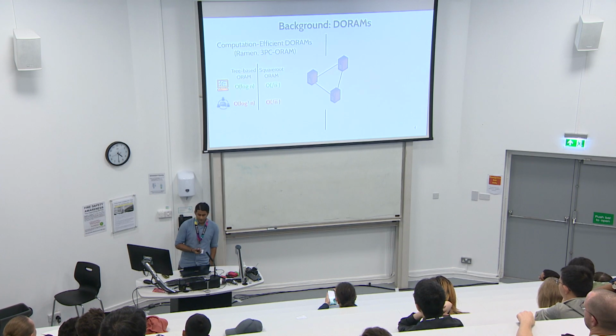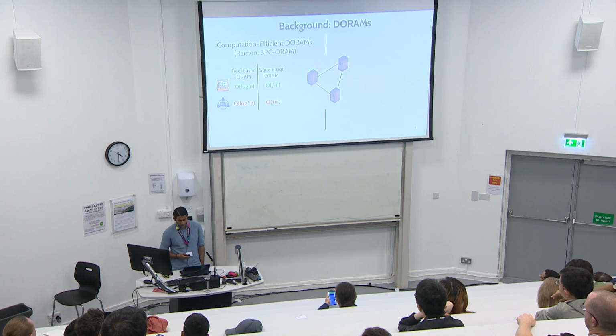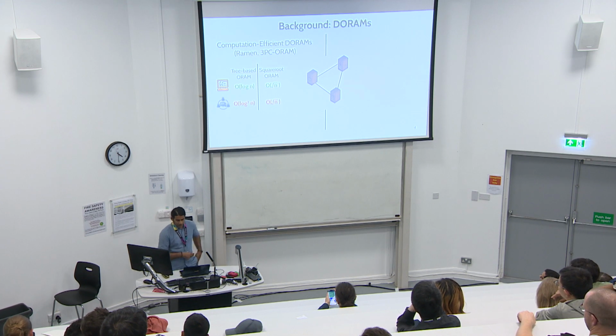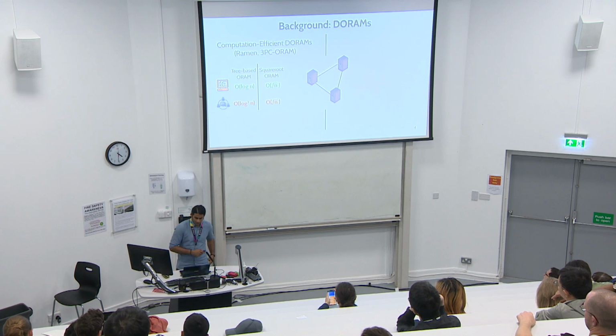Alright, so first let me provide some background. At a high level, computation-efficient DORAMs are based on either tree-based or square root-based ORAMs from the traditional client-server model. Such schemes typically have sublinear computation, as you can see there in green, but they incur more bandwidth overheads than the communication-efficient DORAM counterparts.